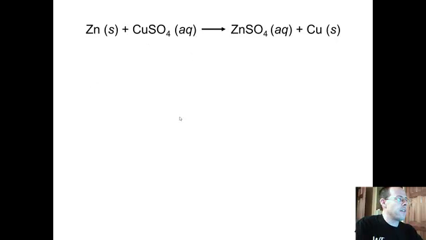Alright, so here's that first one, zinc and copper sulfate. We can break this into a couple of reactions. First we'll look to see what is being oxidized and what's reduced. Zinc, by itself, has an oxidation number of 0. Over on this side, copper is by itself, it has an oxidation number of 0. Sulfate has a -2 charge, so copper must be a +2 oxidation state on this side, and zinc must be a +2 on this side.